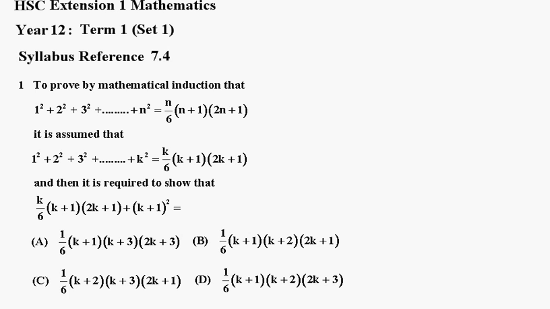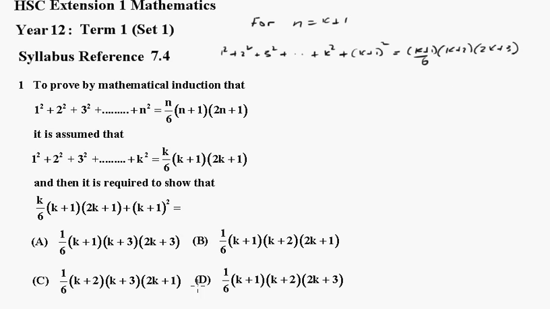Now for n equals k plus 1, we have 1 squared plus 2 squared plus 3 squared plus up to k squared plus k plus 1 all squared is equal to, now just replace the n with k plus 1, so it'll be k plus 1 on 6, this becomes k plus 2, and of course this one becomes 2k plus 3. In fact, this is this side here.